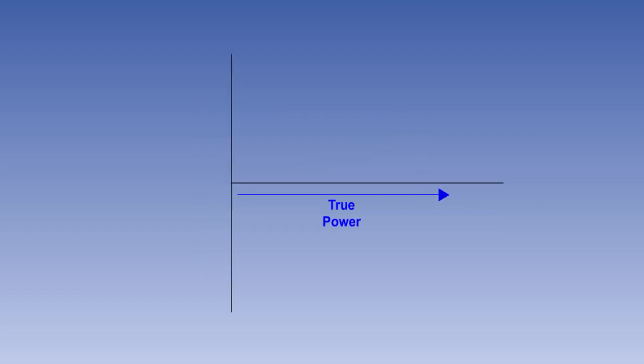In the power vector diagram, we have true power along the baseline, and since in a reactive circuit the current is 90 degrees out of phase with the voltage, we have reactive power at 90 degrees to it. As we said, the apparent power in the circuit is the vector sum of the true and reactive powers. The phase angle, which is the angle by which the current leads or lags the voltage, is the angle between the true and apparent power lines.